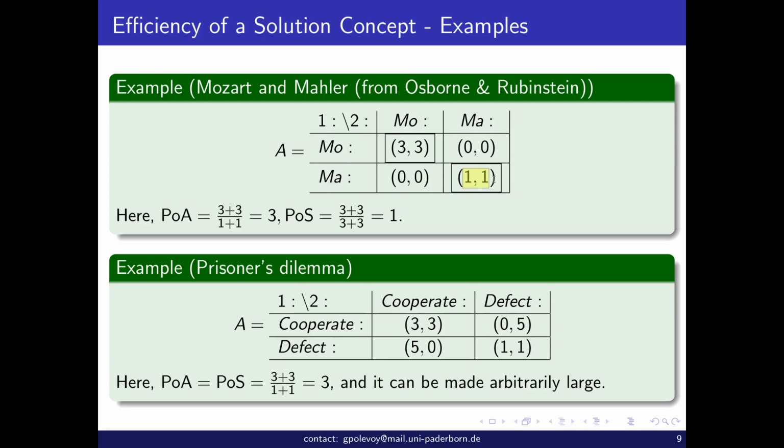So here I have two Nash equilibria, and the price of anarchy is the best social welfare, 3 plus 3, when they both go to Mozart, over the worst possible equilibrium, which is Mahler-Mahler. Pay attention, it's not the worst possible profile, which would give us 0, 0, but it's the worst possible equilibrium, which gives us 1, 1, and the ratio is 3.